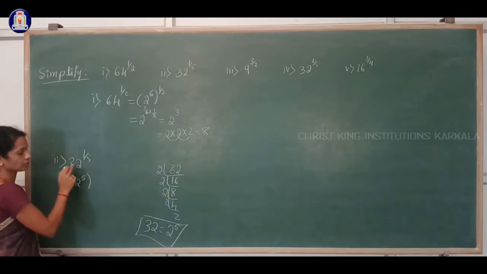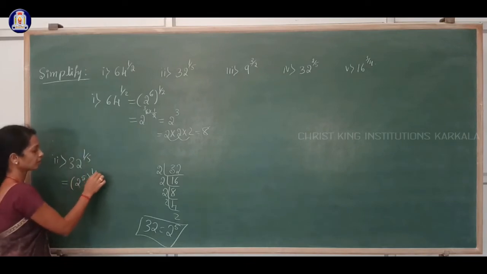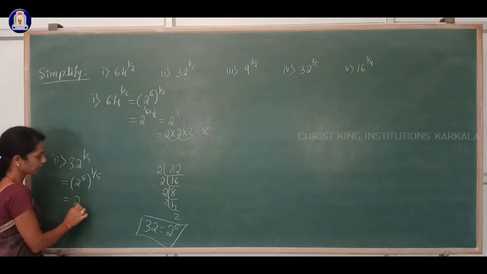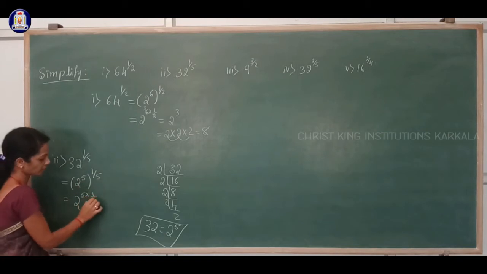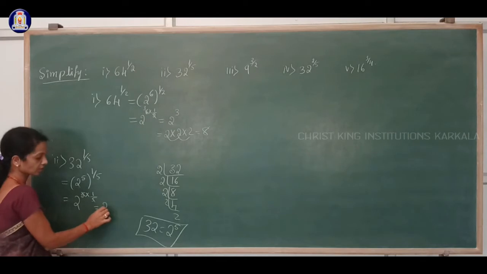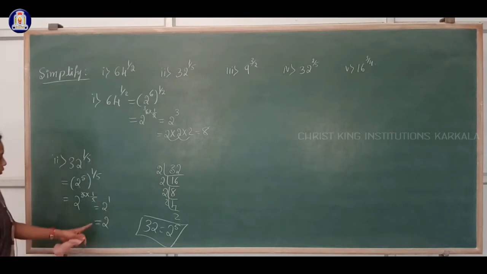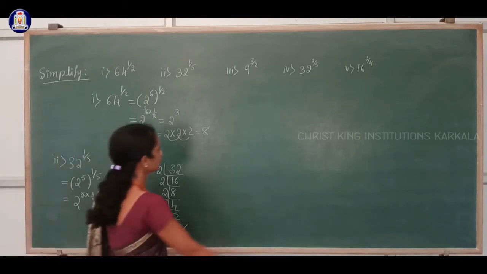Use that here. In place of 32, now you have to write 2 to the power 5, to the power 1 by 5, and multiply inside power into outside power. So in the power place, inside power into outside power. That gives you what? 5 by 5, that cancels. That gives you 2 to the power 1. That is equal to what? That is equal to 2. So the answer is 2 here for the second one.